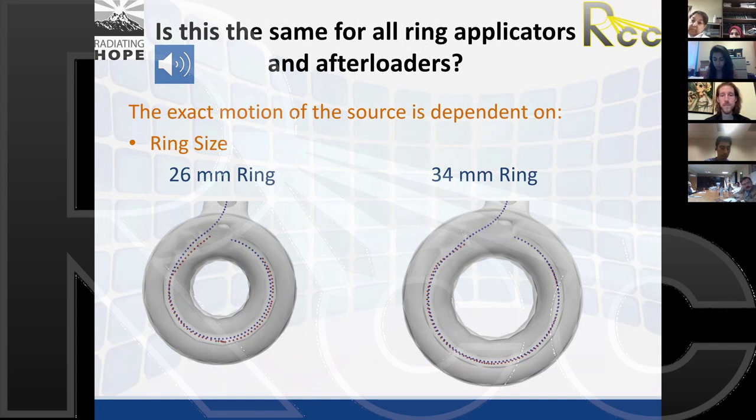These images show the initial straight path of the source as it travels around the ring, and then at the bottom edge of the ring, you'll see a lot of red dots joined close together, where the source is not moving over several different dwell positions. You can also see that the diameter of the ring can also affect how far towards the end of the ring the source can travel.